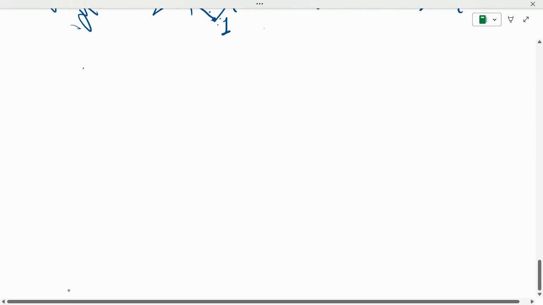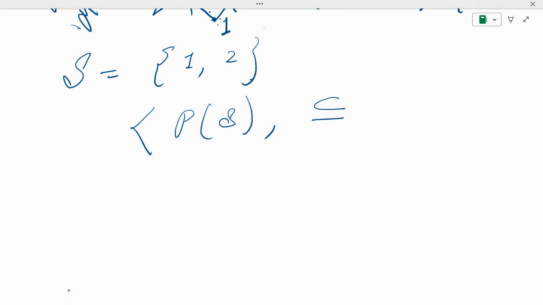So let's say we have a set, and the set contains elements like 1 and 2, and we are defining a power set S, and then we are defining a subset operation.